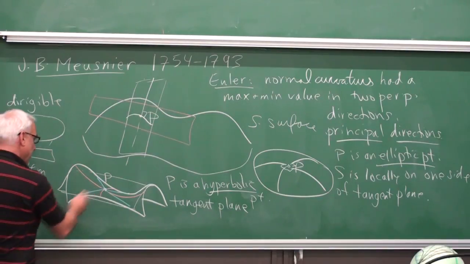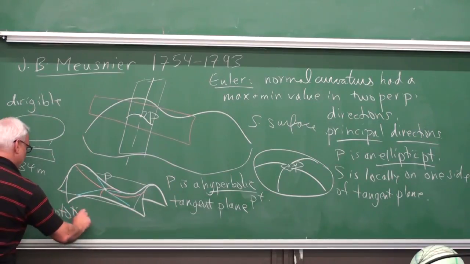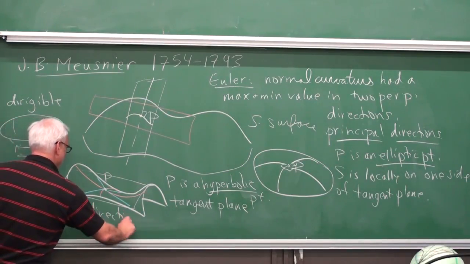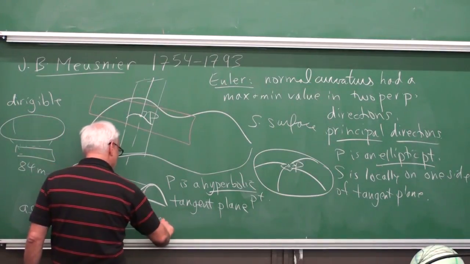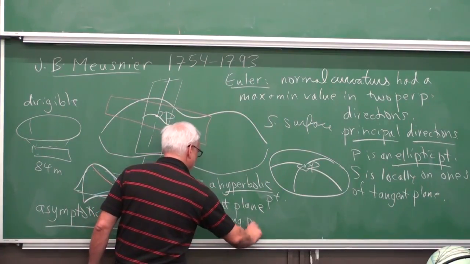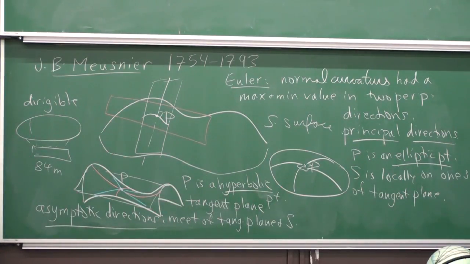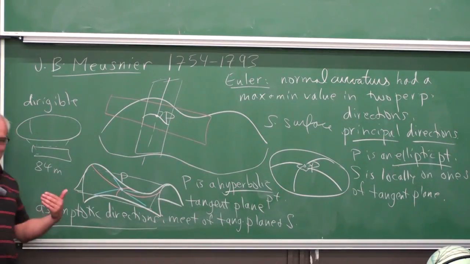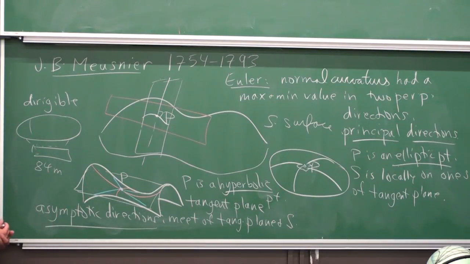So these other new lines are called the asymptotic directions. This is where the tangent plane meets the surface itself. So for such a hyperbolic point, things are a little bit more interesting because we have not just the principal directions of maximum and minimum curvature, but also these asymptotic lines.